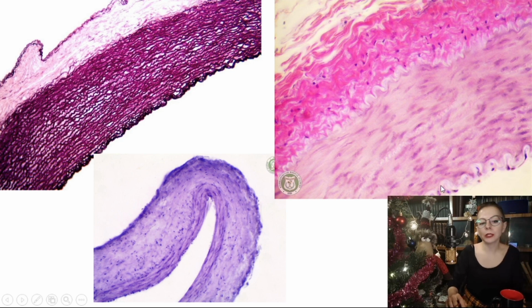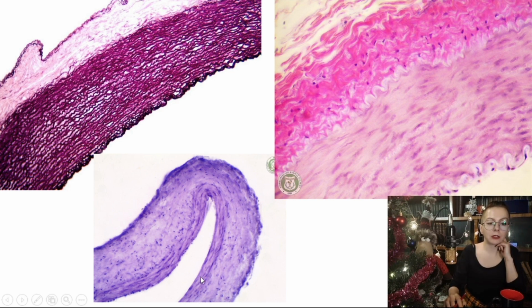Then in the muscular artery, what we can see, the intima is forming wavy shaped line, internal elastic membrane. So here it is internal elastic membrane, transparent in color, and here is the external elastic membrane. They are not stained because hematoxylin and eosin is used, and it doesn't stain elastic fibers.